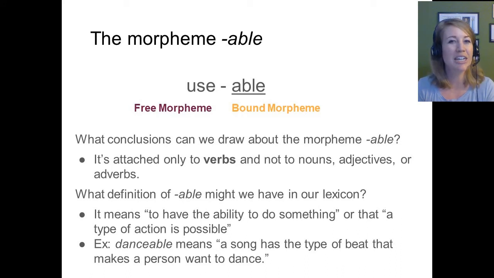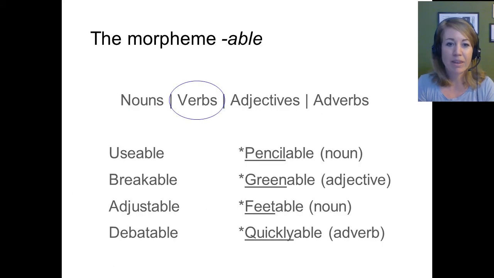And what definition of able might we have in our heads? Well, it means to have the ability to do something. So danceable means a song that you have the ability to dance to. Maybe it sounds good, so it's danceable, right? But when I say it can only attach to verbs, let's look at our word bank again. Usable, breakable, adjustable, debatable. Use, break, adjust, debate. Those are all words that can function as verbs.